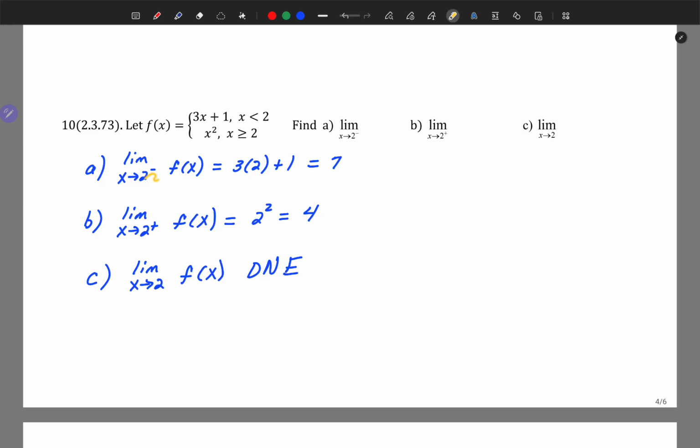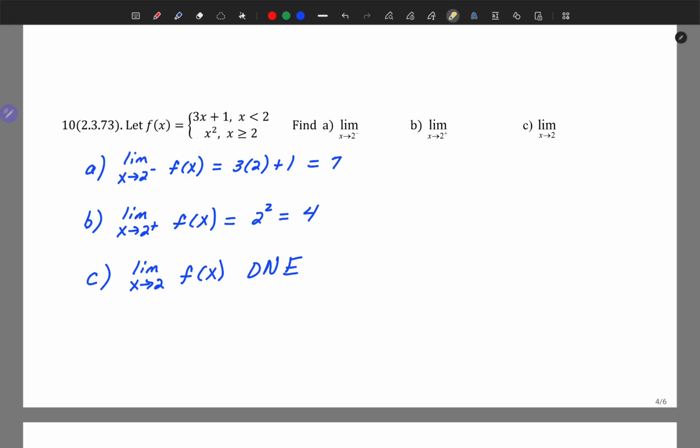So am I worried about the fact that this is really 1.9 repeating here? Nah. I just plug a 2 into this top equation. I say for any number of x to the left of 2, the limiting value is going to be 3 times 2 plus 1. That's going to be valid for all values less than 2. Well, 3 times 2 plus 1 gives me a limiting value of 7. As x approaches 2 from the left on this function, the y value is approaching 7.